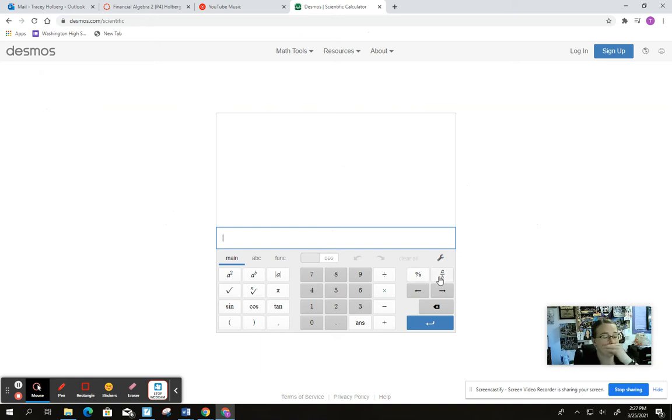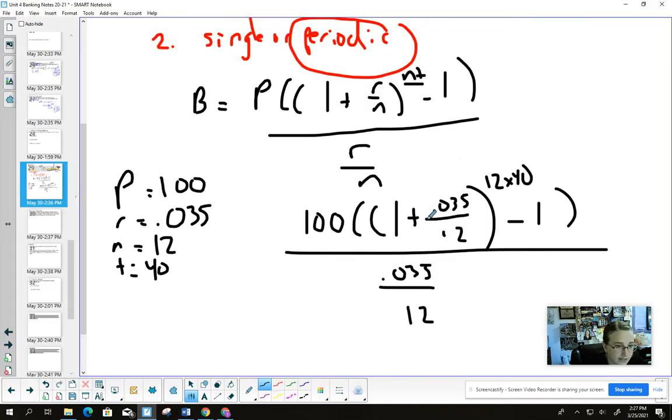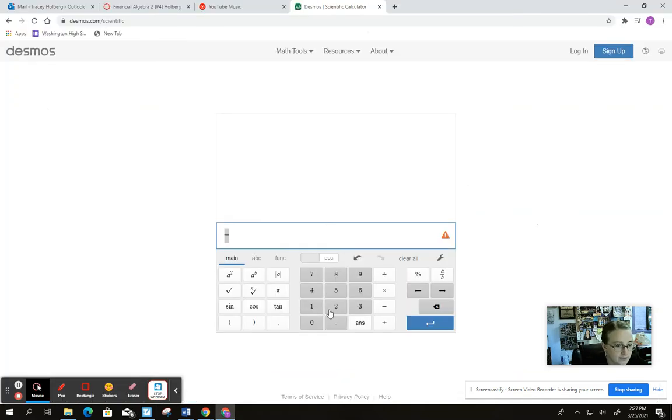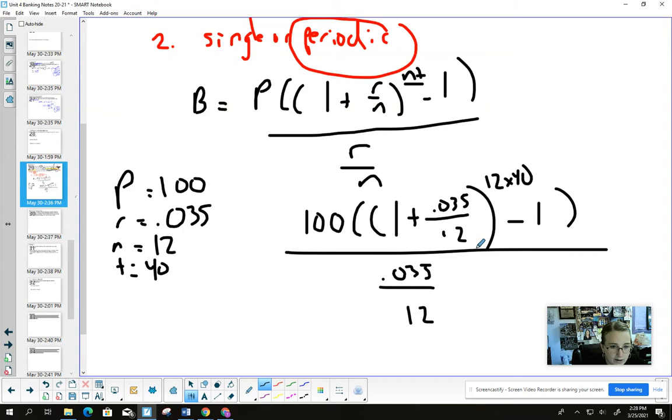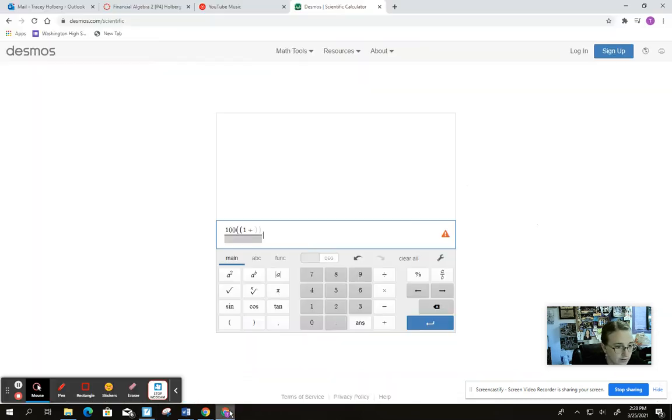So the very first button I hit, because this is a big fraction, is the fraction button. If you do not hit that to start with, you're not going to be able to get the right answer. You're not going to be able to go back and fix it. So I'm going to plug this in very carefully. I've got 100 double parentheses 1 plus, and then I've got 0.035 divided by 12 to the 12 times 40.